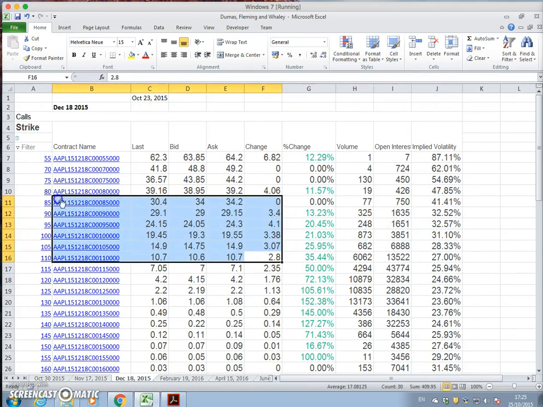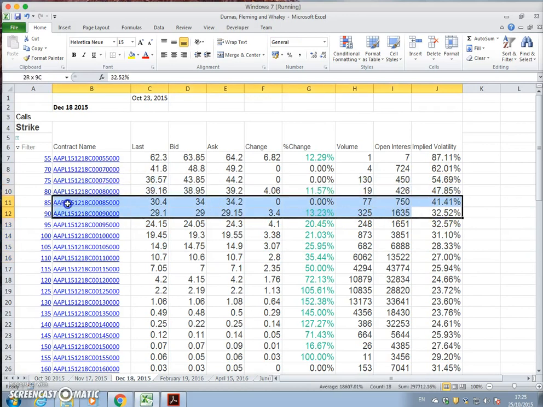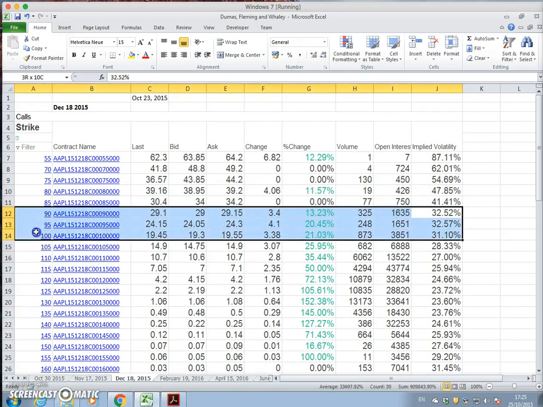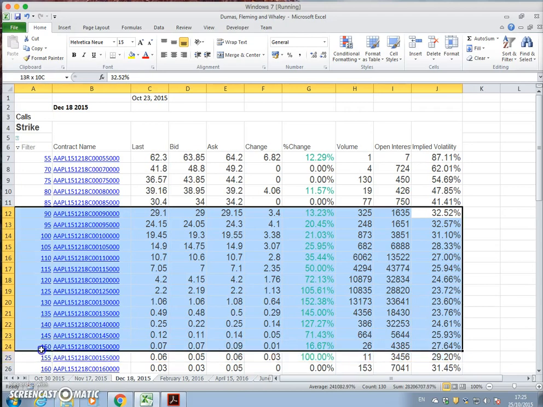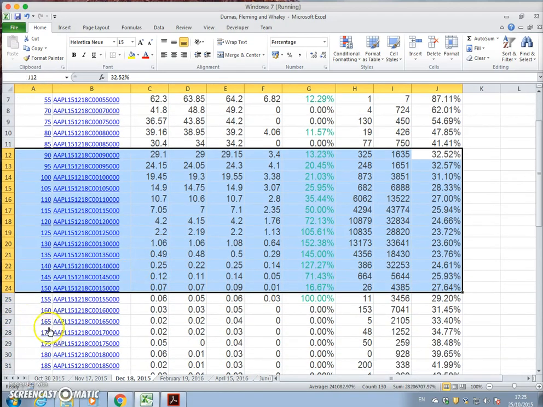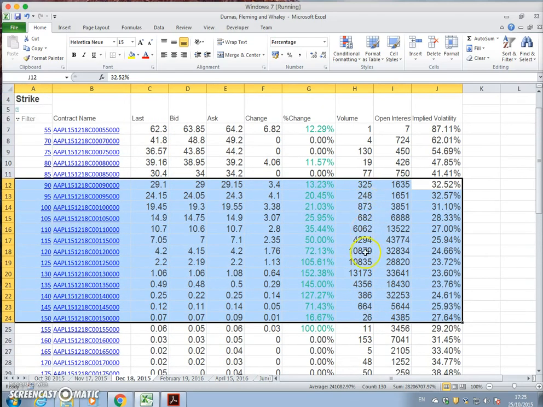So I take this, the December 18th expiry, and I go with strikes of 90 to 150, and I exclude the other strikes, the other options. And again, I seem to be getting the bigger volume positions and the tighter spreads. So here the spread is 15 cents, whereas here the spread is 20, and it increases a bit, 25.